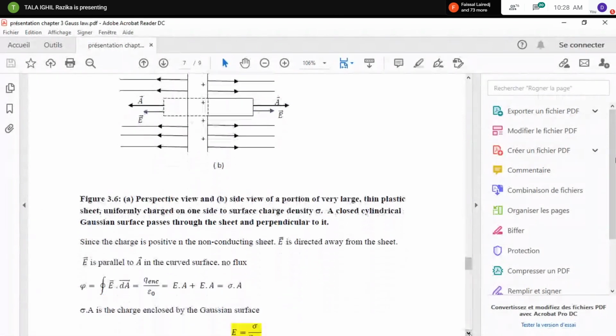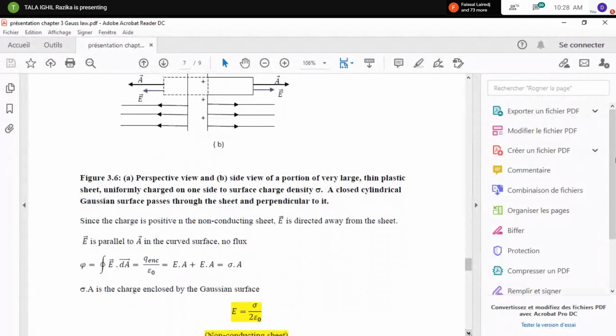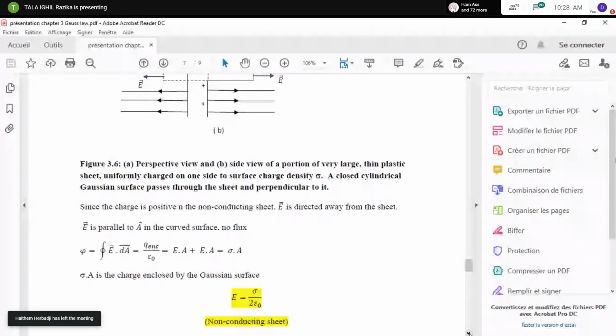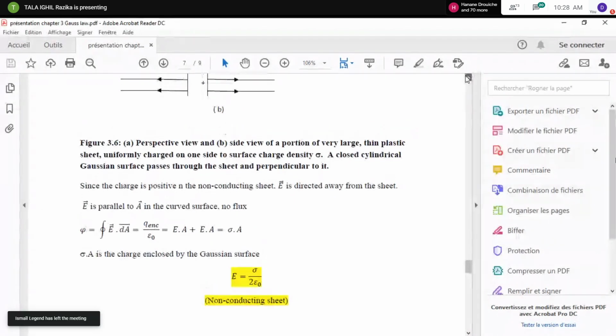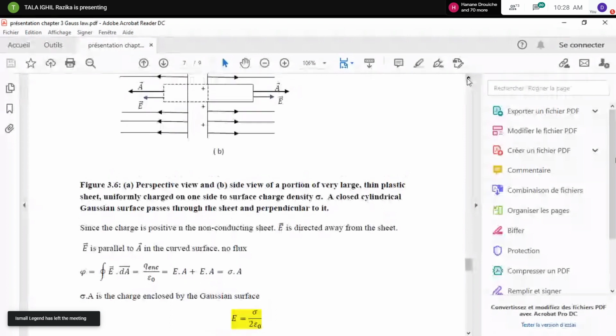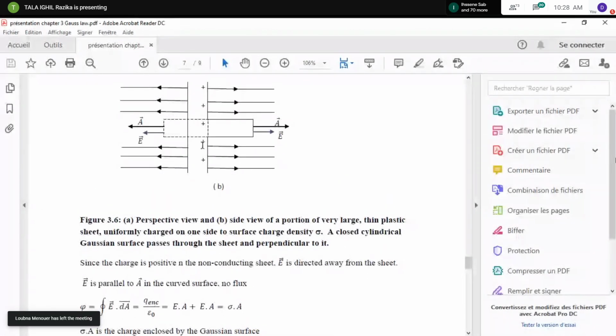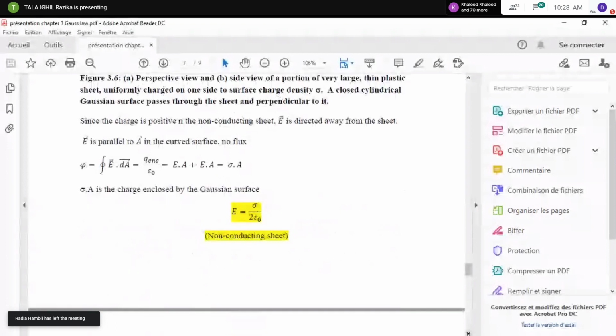So here, you remark that if we integrate, we will have the flux due to the two caps, but the lateral one will disappear. Why? Because the electric field is horizontal and the area surface is vertical. Okay, so we will get that EA.